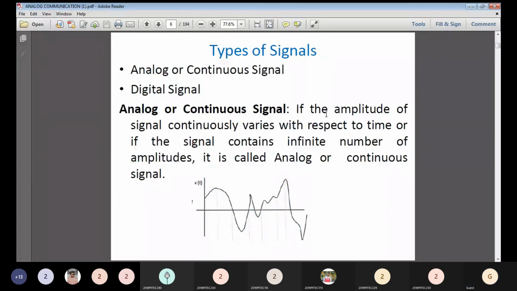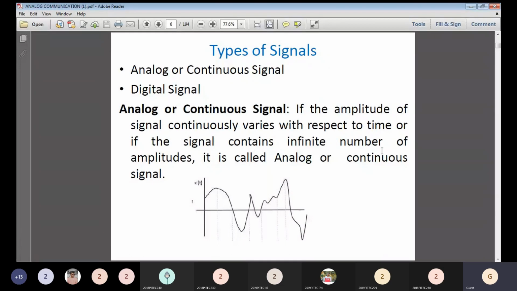So different types of signals are available. One is analog signal, second is digital signal. Analog means continuous. The amplitude of the signal is continuously varying with respect to time or any dependent parameter. If it varies continuously, that signal is called an analog signal. Next, the digital signal. In between these two, we have one more category, that is discrete. Discrete means the values are continuous, but we are taking the values at certain time instances. That is called discrete. But digital is not like that.